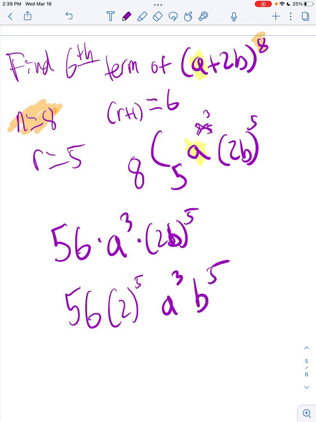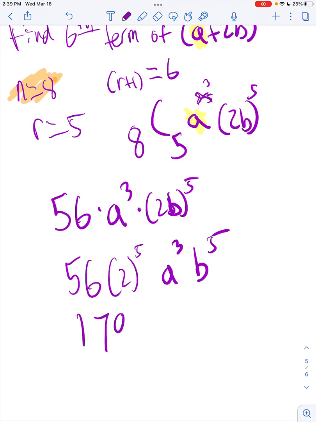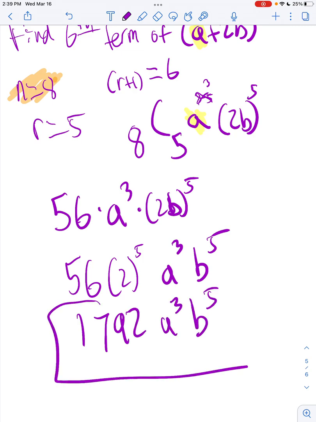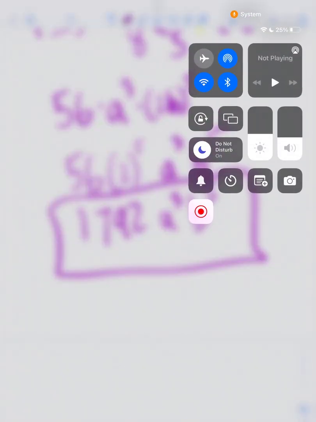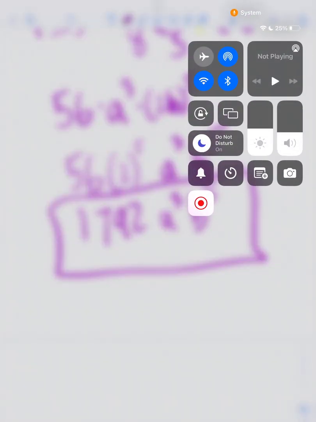So I'm going to multiply 56 times 2 to the fifth, and I still have a to the third and b to the fifth, which gives me 1,792 a to the third b to the fifth. All right, there we go.